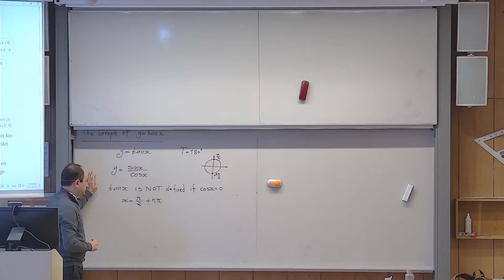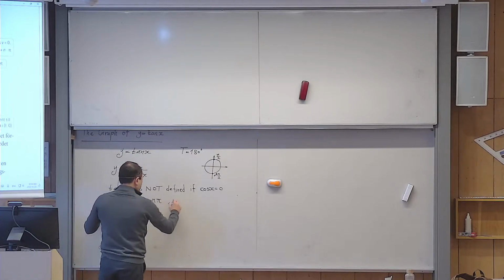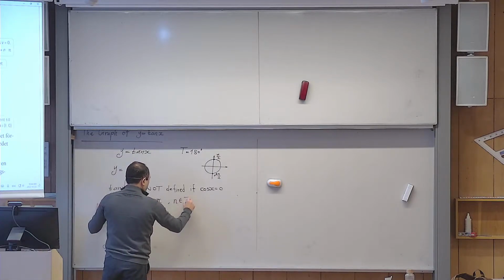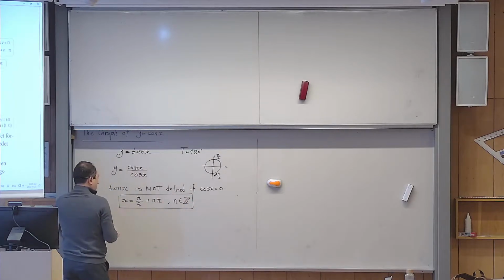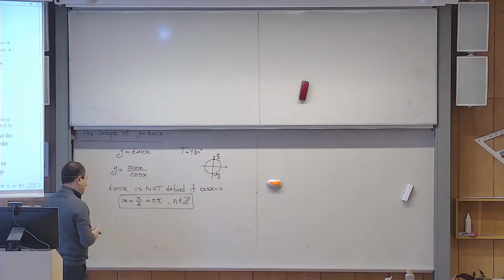So n belongs to the integers. So if x is one of these angles, then the tangent is not defined. So it should be something else.